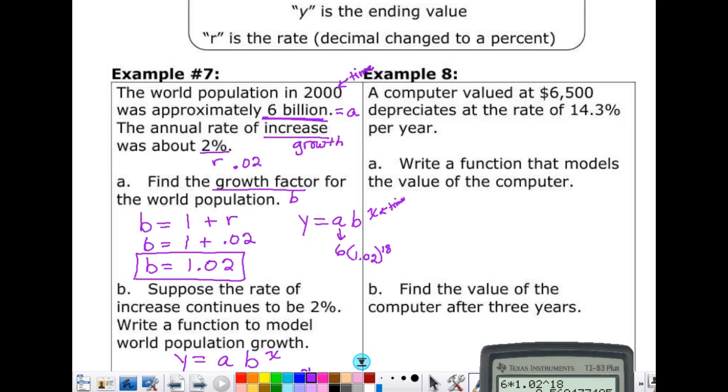Okay, so a computer valued at $6,500 depreciates. What does depreciate mean? It means go down, drop down. It's like decay, okay? At the rate of 14.3%, so rate is your R, there's your R, per year. Okay, we don't know how many years yet. We haven't read the whole problem. Okay, so this is a decrease problem.